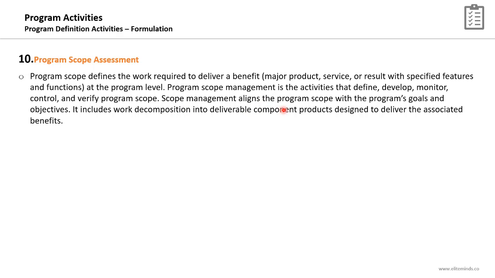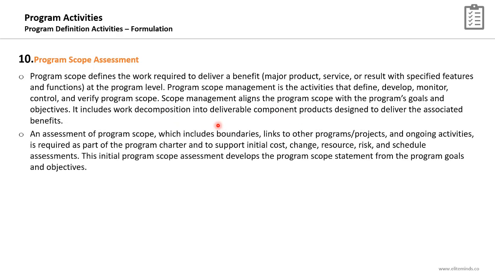Scope management aligns the program scope with the program's goals and objectives, and it includes work decomposition into deliverable component products designed in order to deliver the associated benefits. An assessment of the program scope that includes the boundaries, links to other programs or projects within the organization, and any ongoing operational activities is required as part of the program charter and in order to support the initial cost, change, resource, risk, and schedule assessments. I cannot determine the initial cost estimate for the program without knowing what is the scope.